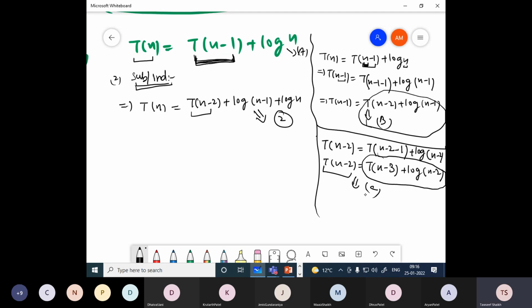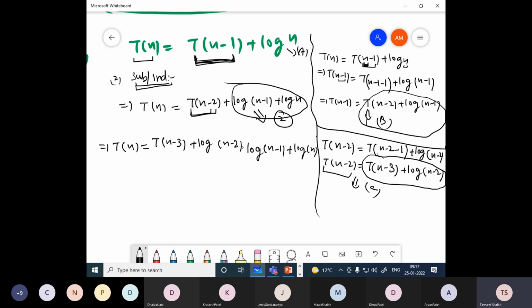So from equation C, we will take the value of T of n minus 2 and put it in equation number 2. We will get T of n is equal to, in place of this T of n minus 2, we have to write this whole. And this we will keep as such. There is no modification done in this part of the equation, so we will keep it as such. Log n minus 1 plus log n, this much. So now T of n minus 2, which we have got, is equal to this much. So we can write this as T of n minus 3 plus log n minus 2 plus this much that is already there. And we will denote it by equation number 3.